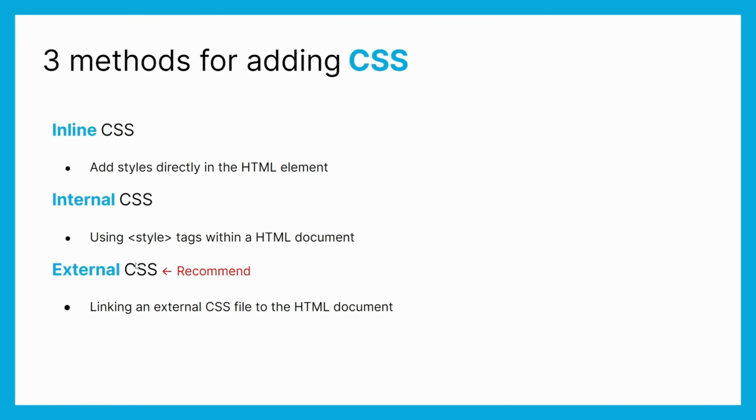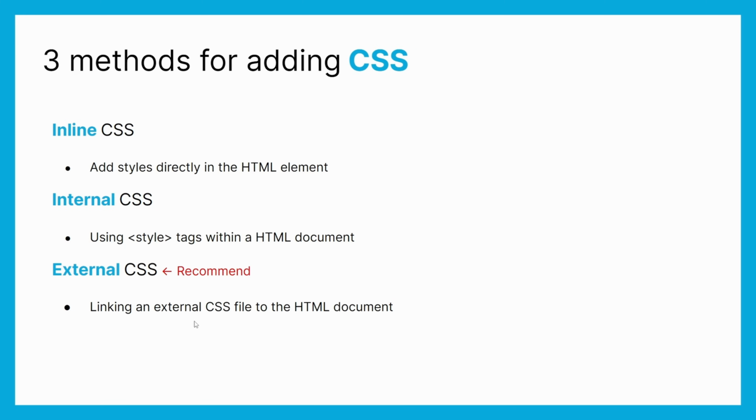Now the last method for adding CSS is external CSS, and this is the recommended method. This is the best practice method, and you want to be avoiding internal and inline CSS as much as you can, and always be using external CSS. Of course, there may be some times where you have to use inline CSS or internal CSS, but as a general rule, always try to use external CSS wherever you can. This is a best practice used at most companies.